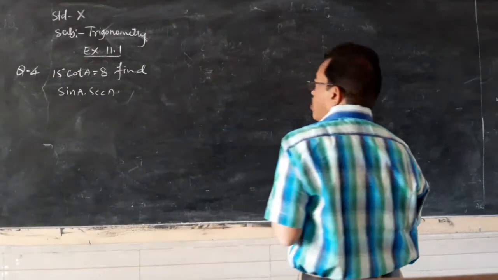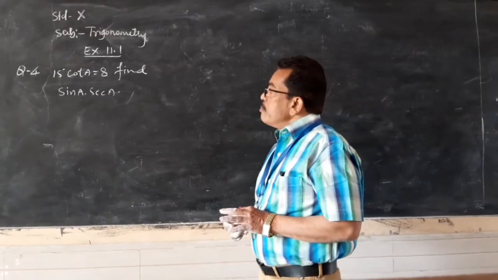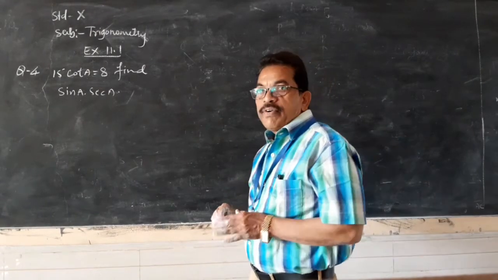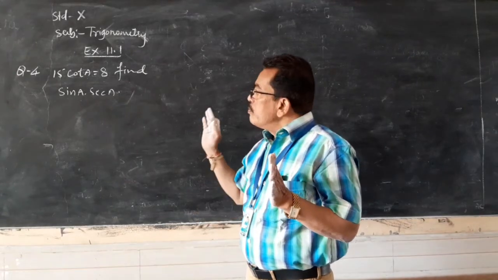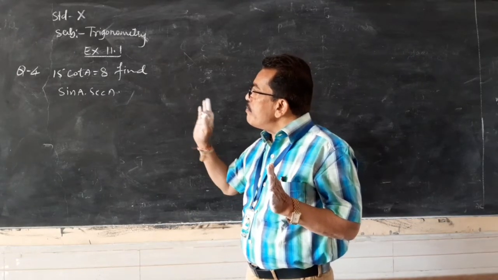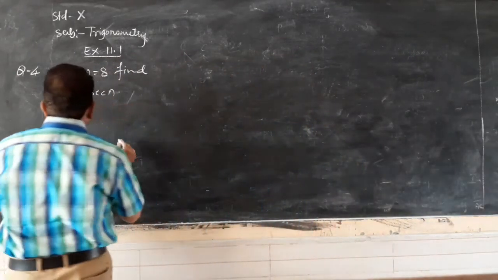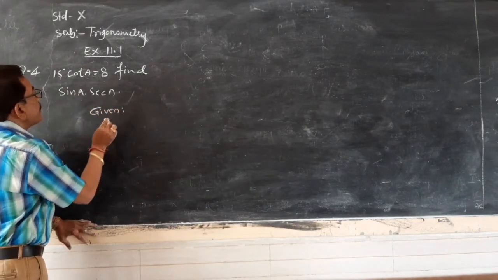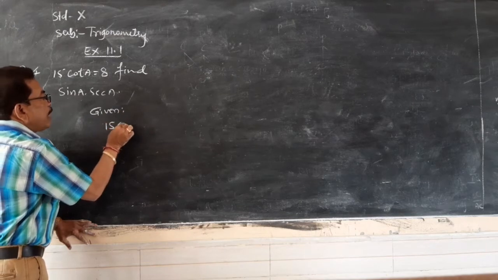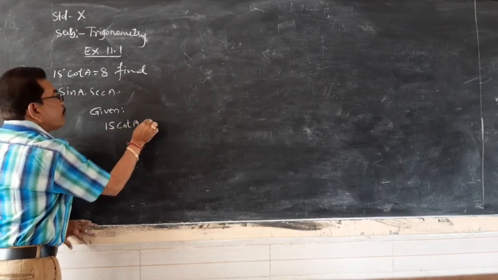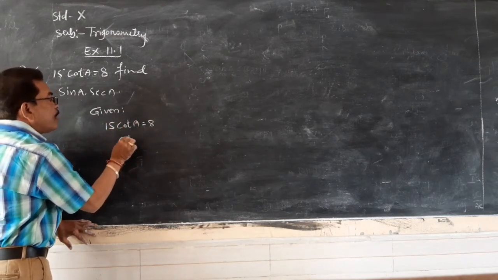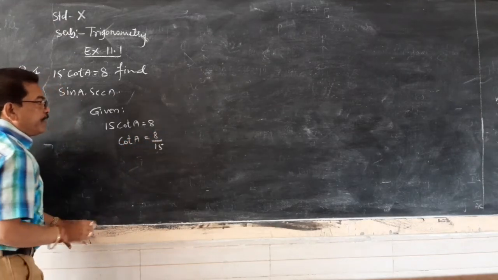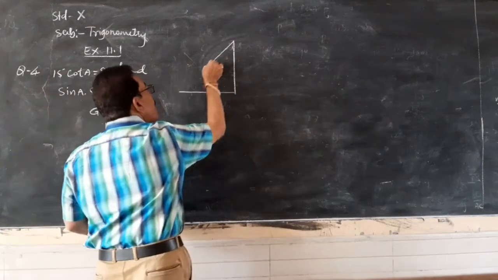Okay, now question number 1. 15 cot A equals 8. Find sin A. First of all, we have to find the actual value of cot A. Given 15 cot A equals 8. Therefore, cot A equals 8 divided by 15. Okay, let us draw.